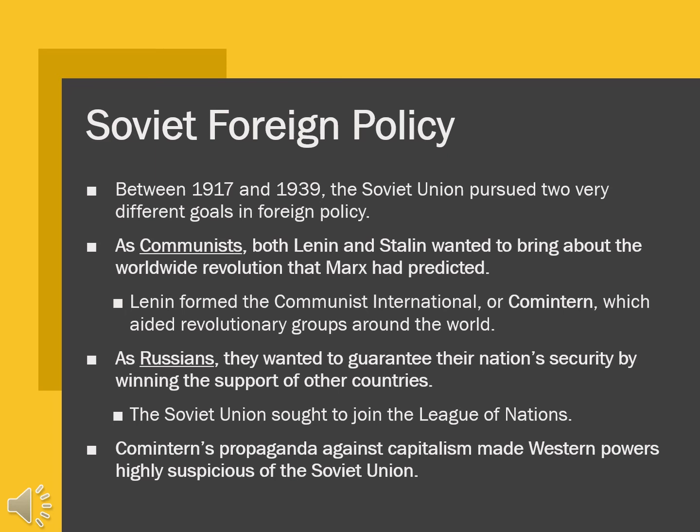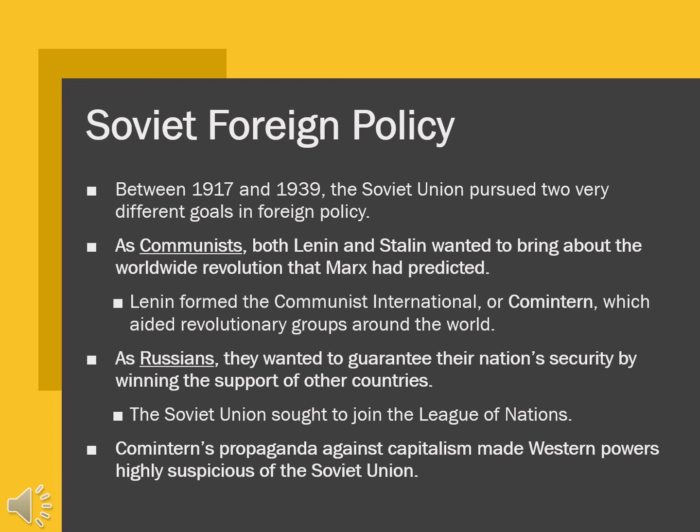And so to help with that, Lenin will form the Communist International, which is better known as Comintern, an organization that is going to aid revolutionary groups around the world. Okay, so if there is a Communist Party of America, for example, they're going to help them out. When the communists in Spain are fighting against the nationalists in Spain during the Spanish Civil War, the Soviet Union helps them out, and so on and so on.